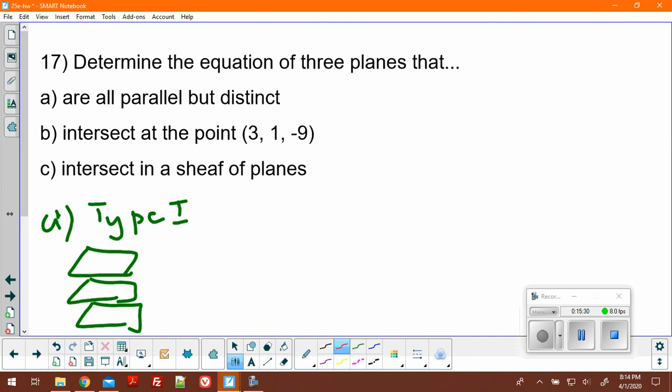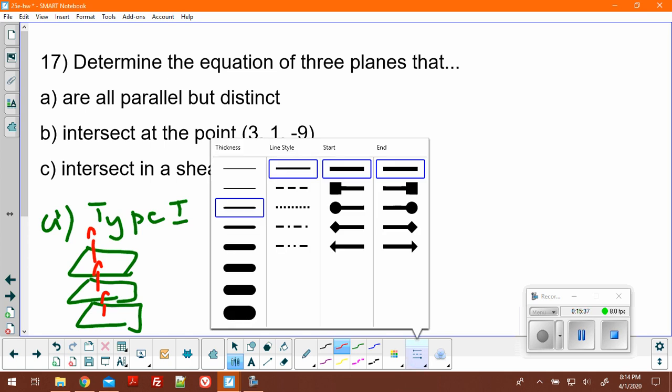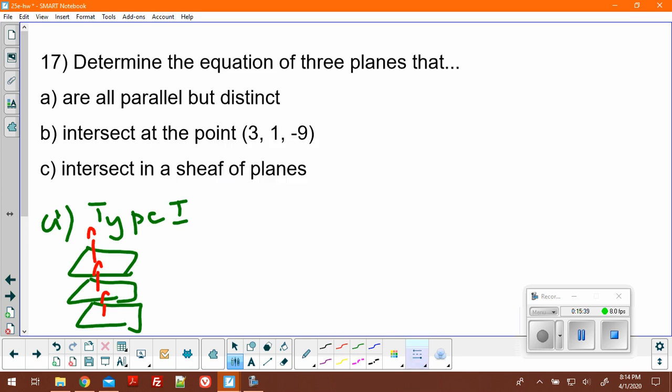Well, I know that if they're parallel, that means their normals have to be parallel. So let's start with that. The normals of the three planes I'm creating have to be parallel to each other, so they have to be scalar multiples. I could make it really easy on myself and make them all the same normal, or I could mix it up a little bit. Let's start with a simple normal like (1, 2, 1). So I could have x plus 2y plus z equals something. We'll worry about the something in a minute.